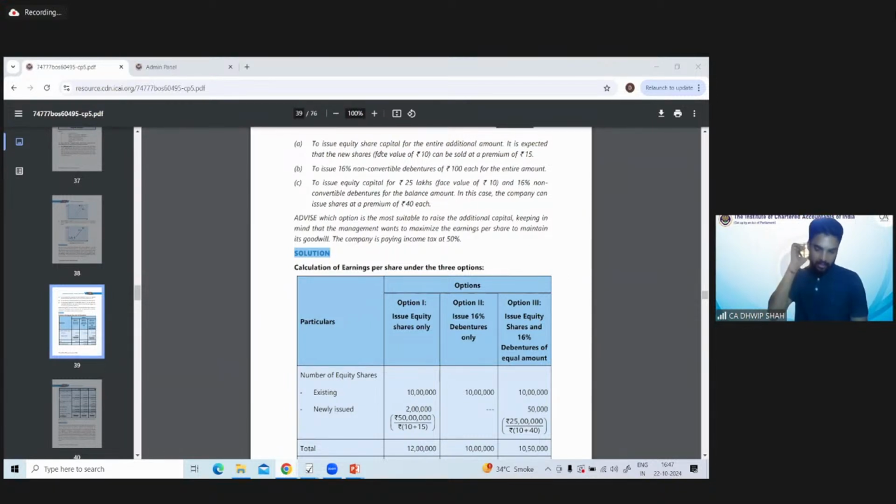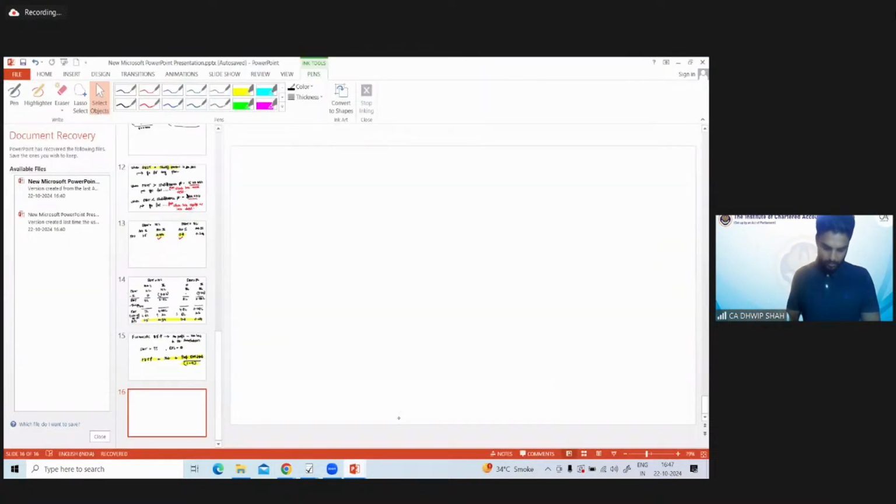ठीक है? इतना तो हम कैलकुलेट करेंगे. We will evaluate the different plans and select the best one. But apart from that, we will also calculate financial break-even point for each plan. ठीक है? So there are 3 plans available.